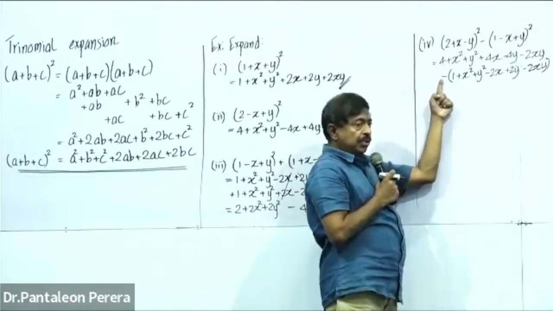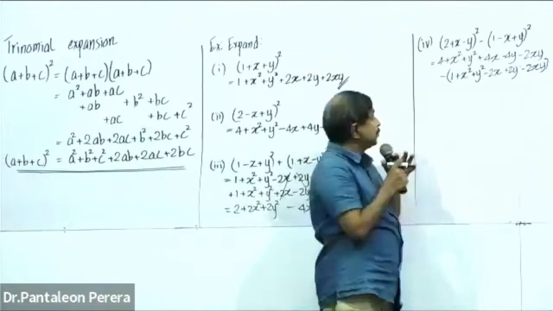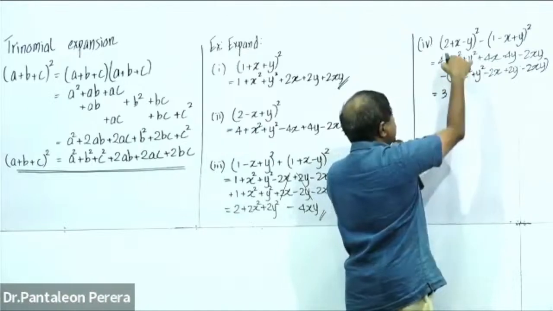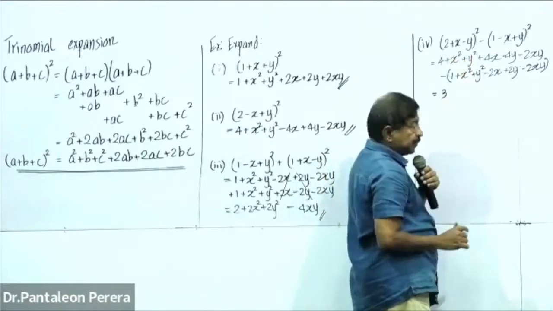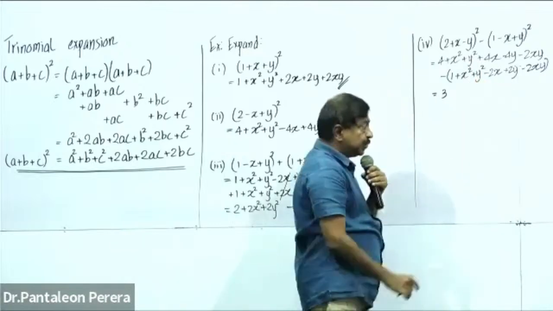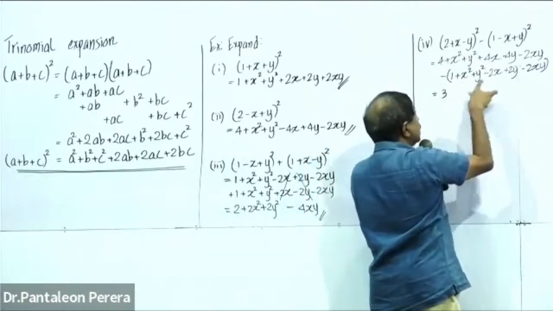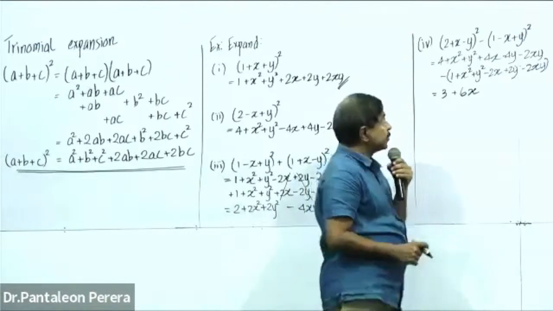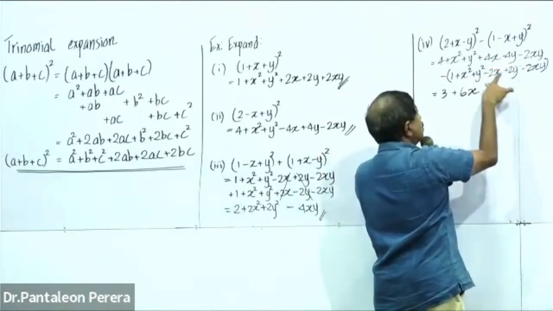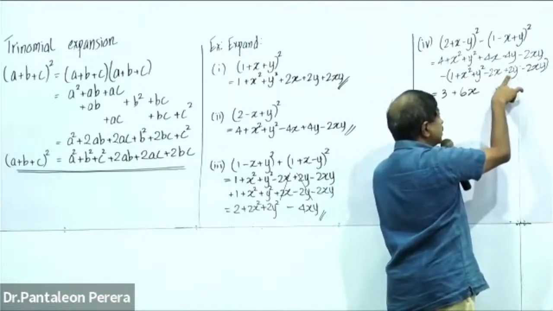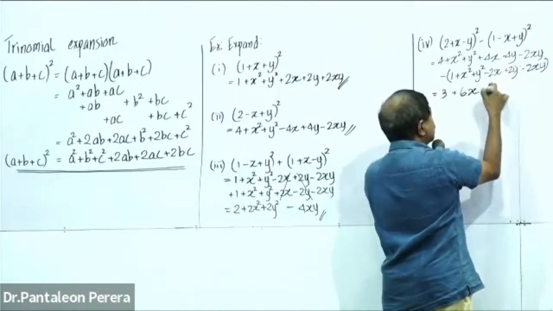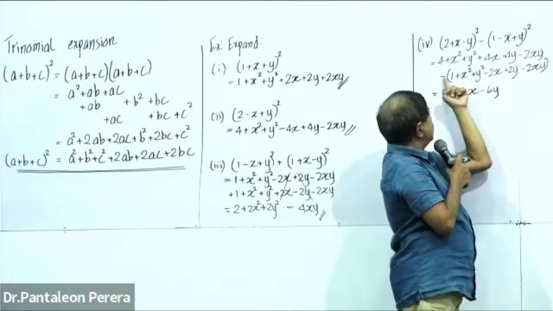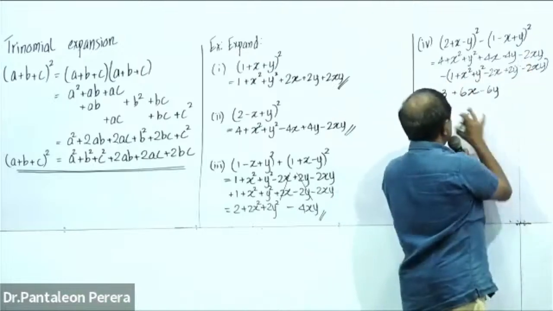Now this sign will change all these signs in the bracket. Now 4 minus 1. Now add similar terms. You get 3. X minus x squared, 0. Y minus y squared, 0. Now 4x plus 2x. That will make it 6x. Minus 4y minus 2y, because this minus sign will affect the sign in front. Minus 4y minus 2y means minus 6y. Plus minus 2xy plus 2xy, 0. That's good. So this is the answer.